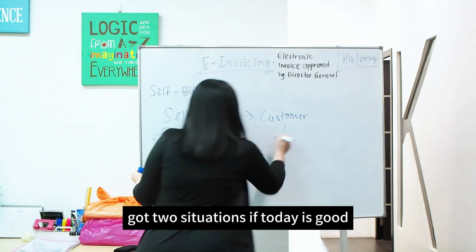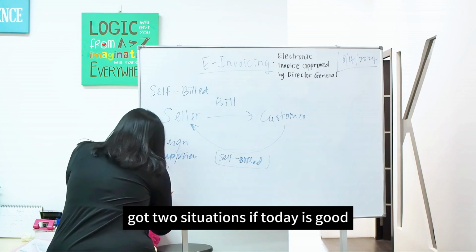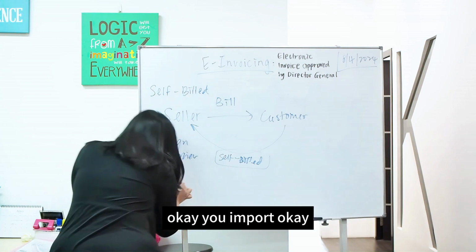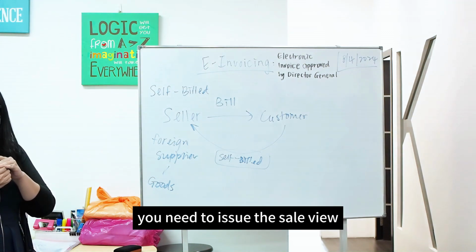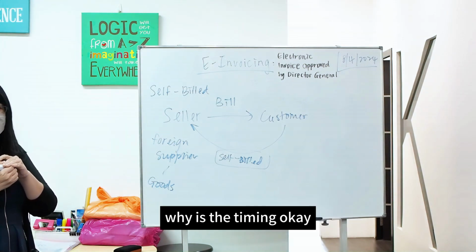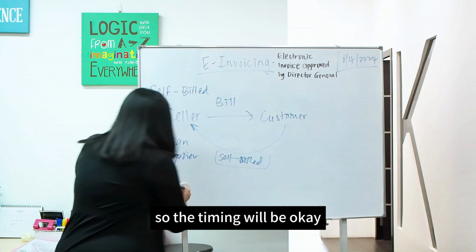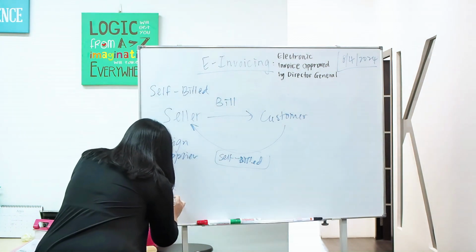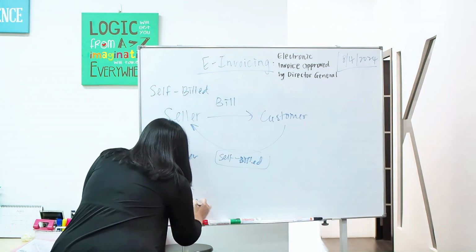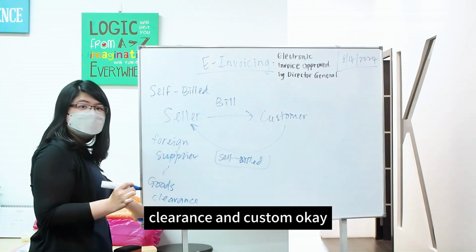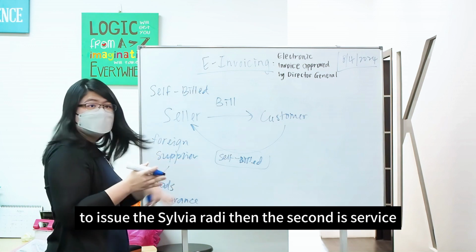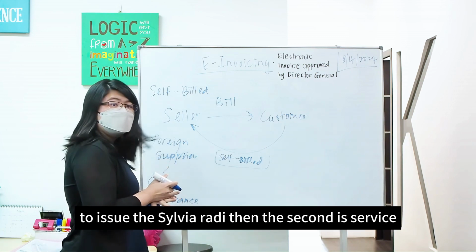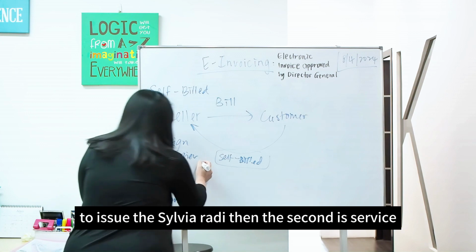So today, there are two situations. If it is goods that you import, what is the timing to issue the self-bill? The timing will be at clearance at customs. At this point, you actually need to issue the self-bill already. Clear? Then the second is service.